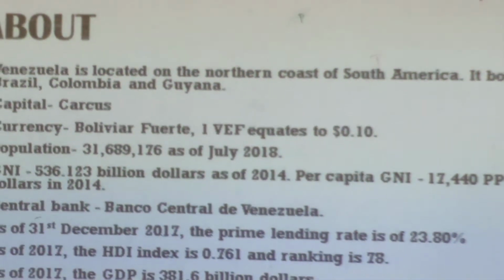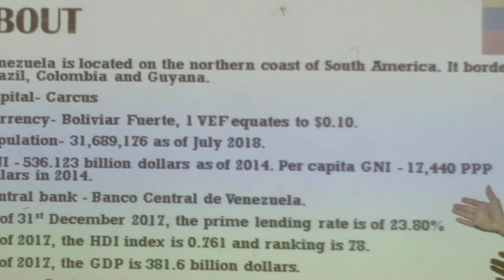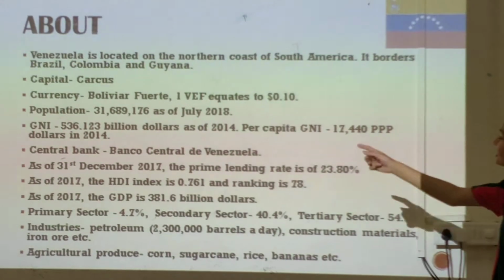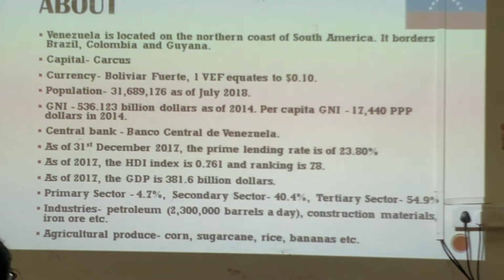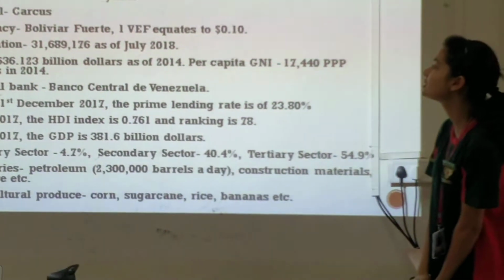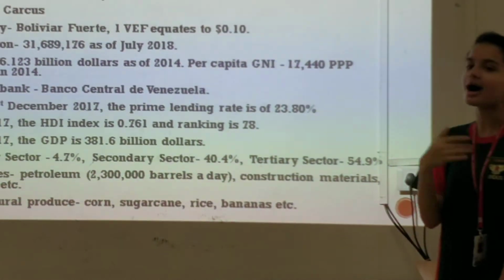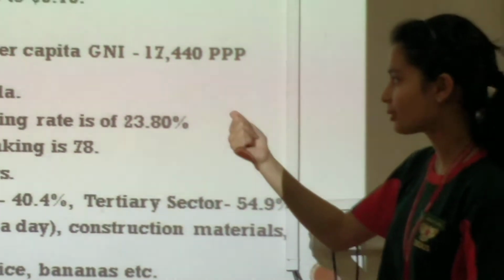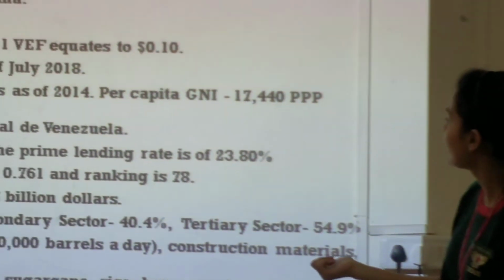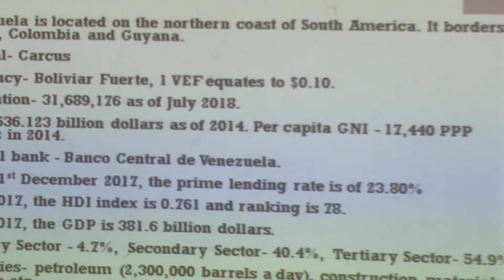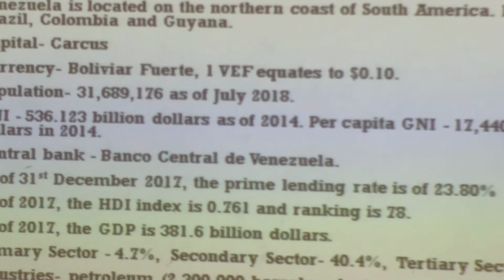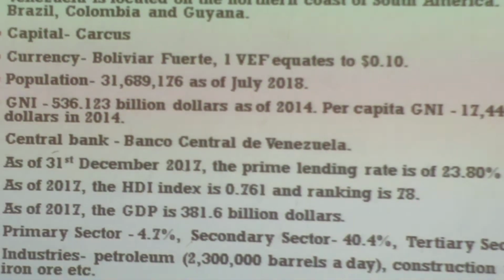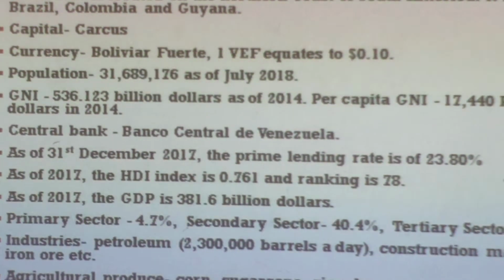The population is 31,600,000. The gross national income is $536.123 million as of 2014, after which they have not recorded any data of national income. The central bank is Banco Central de Venezuela, and the main industry in Venezuela is petroleum. They produce a little over 2 million barrels a day. Other industries include construction materials, iron ore, and steel.